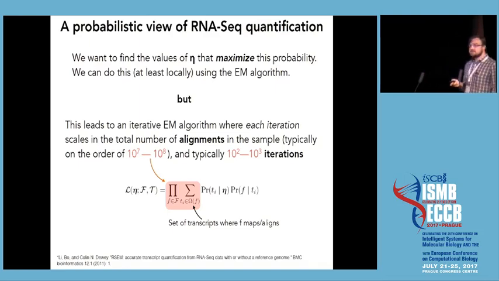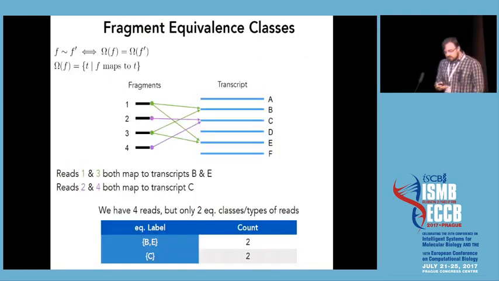And one of the problems is that this is a slow process. One of the reasons is that if you look at this EM algorithm, we have a product over fragments and a sum over all the mappings of those fragments. Typically, we have on the order of 10^7 to 10^8 alignments in a typical sample, and on the order of hundreds to thousands of iterations for this EM procedure to converge. So if each iteration of the EM scales in this number, and we have this many iterations to do, it typically takes a long time to perform this optimization. And there's a trick that has been commonly used to speed this up considerably.